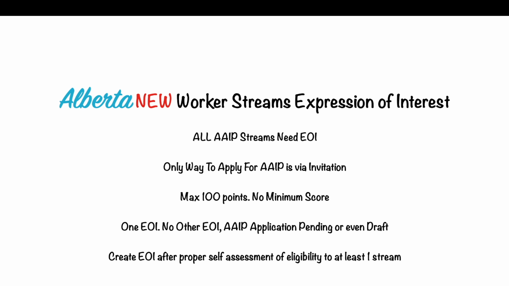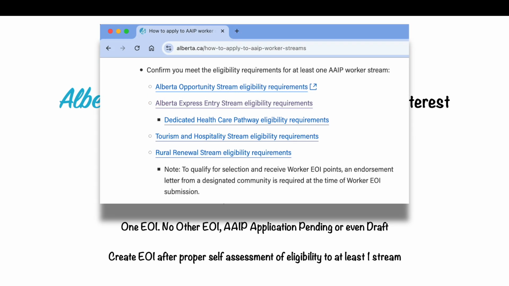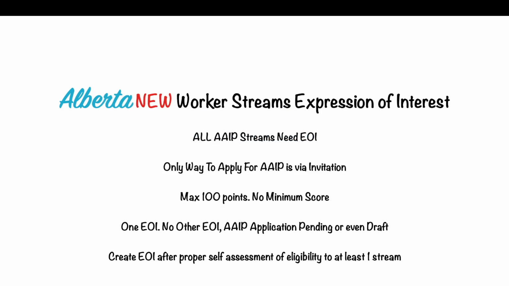You should create your expression of interest only after doing a proper self-assessment of the eligibility, and you should make sure that you are eligible for at least one of the Alberta Advantage Immigration Program streams. Please do not create an application if you are not sure or if you know that you are not eligible. This is a self-declaration system where you create your expression of interest in the system by providing some basic information. It hardly takes any time to create the application itself.